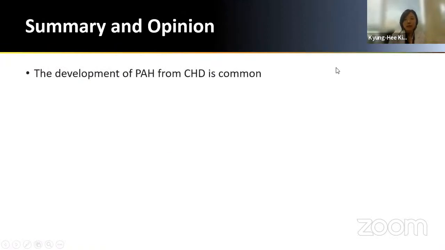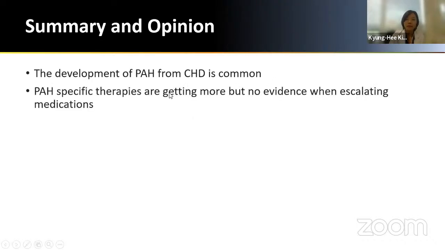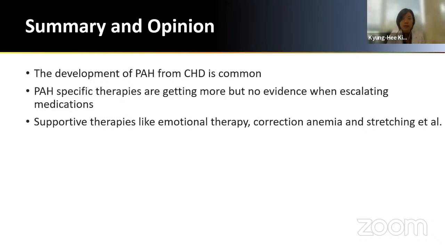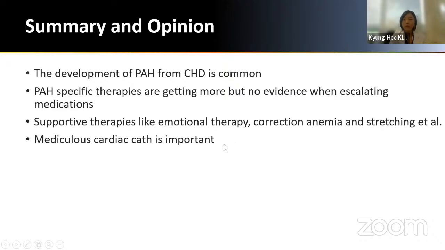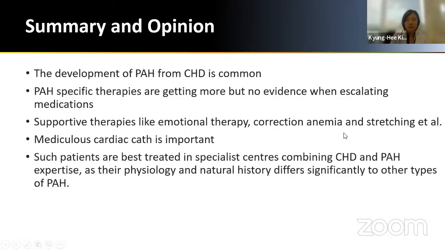So in summary, the development of PH from congenital heart disease is common, and PH-specific therapies are increasing, but there is no evidence on when escalating medications. However, in my cases, PH drugs should be considered in patients with high pulmonary vascular resistance. After that, we need to test again, and then we can consider closing the defect. Also supportive therapies like emotional support, correction of anemia, and so on. Meticulous cardiac cath is really, really important. Such patients are best treated in a specialized center, a combined congenital disease and PH center, as physiology and natural history differ from other types of PH.